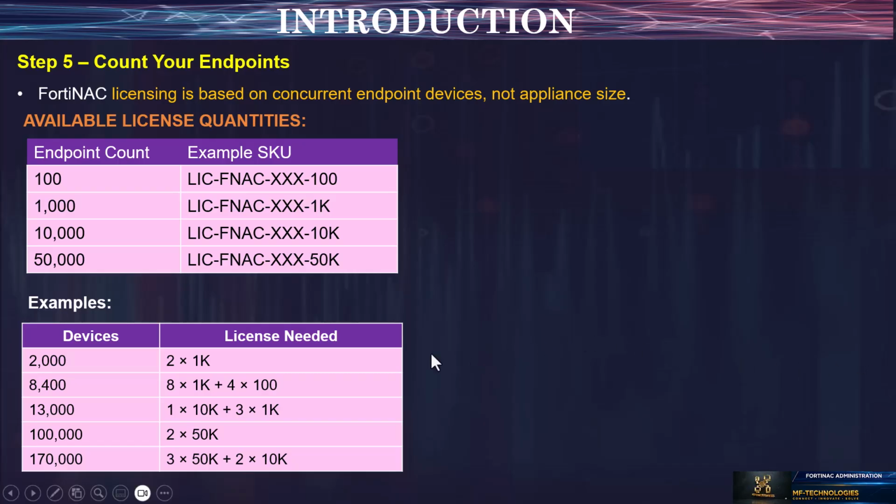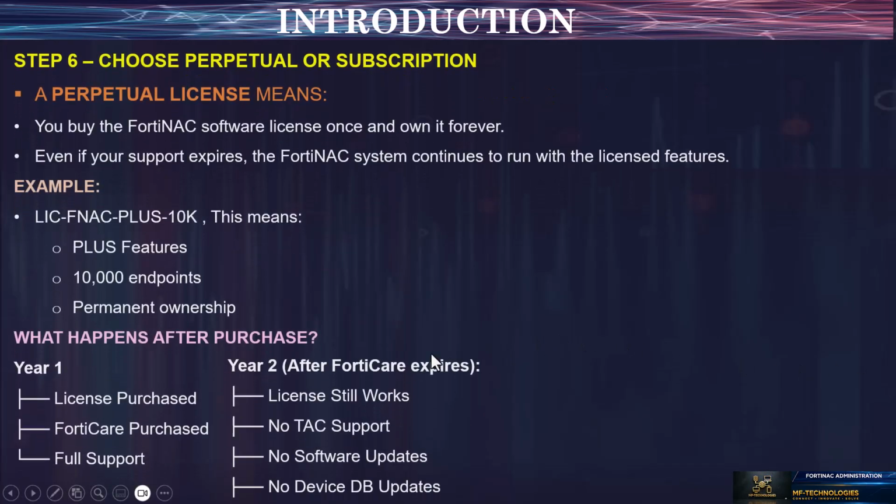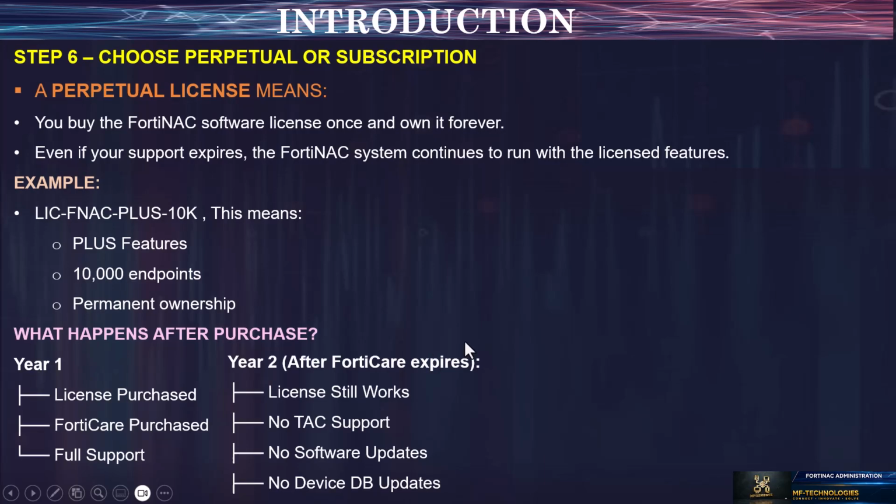Once we have calculated the required endpoint count, the final licensing decision is choosing between the perpetual license and the subscription license. Let's begin with the perpetual license. Perpetual license means exactly what the name suggests. You purchase the software once and you own the license permanently. Even if your support contract expires, the software itself continues to function.